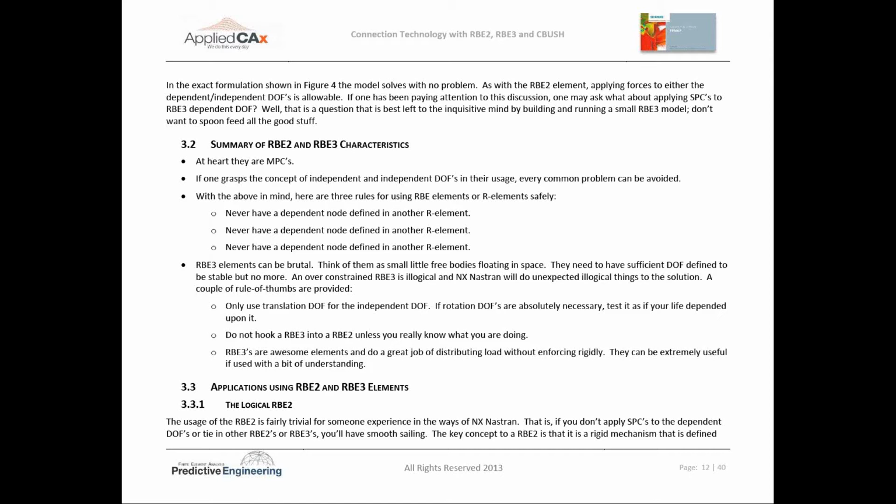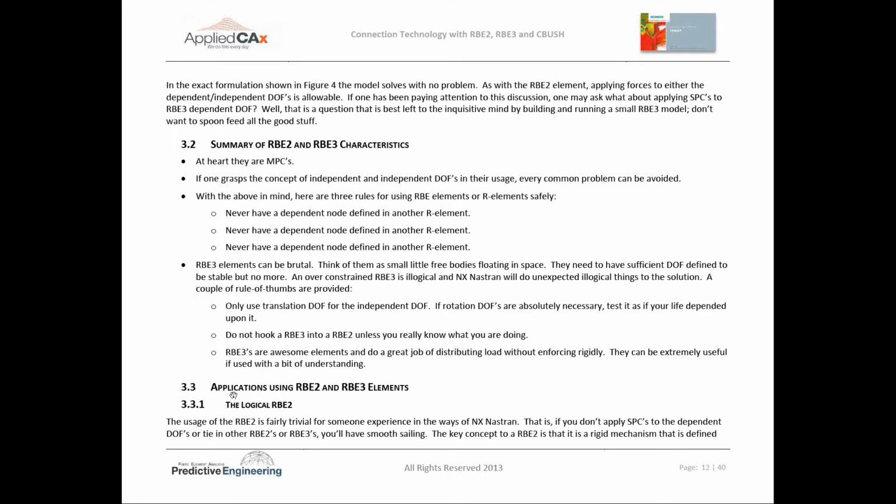So the concept is, in general, you're only using the translational degrees of freedom on your independent node. If you do that, you're going to be safe. If you can get it to run only using translation, good to go. And this is: only use translation DOF for independent DOF. If rotation DOFs are absolutely necessary, test as if your life depended upon it, which means you check it, and you remove it, check it. So do not hook an RBE3 into an RBE2. But RBE3s, they're really useful. We're using them all the time.